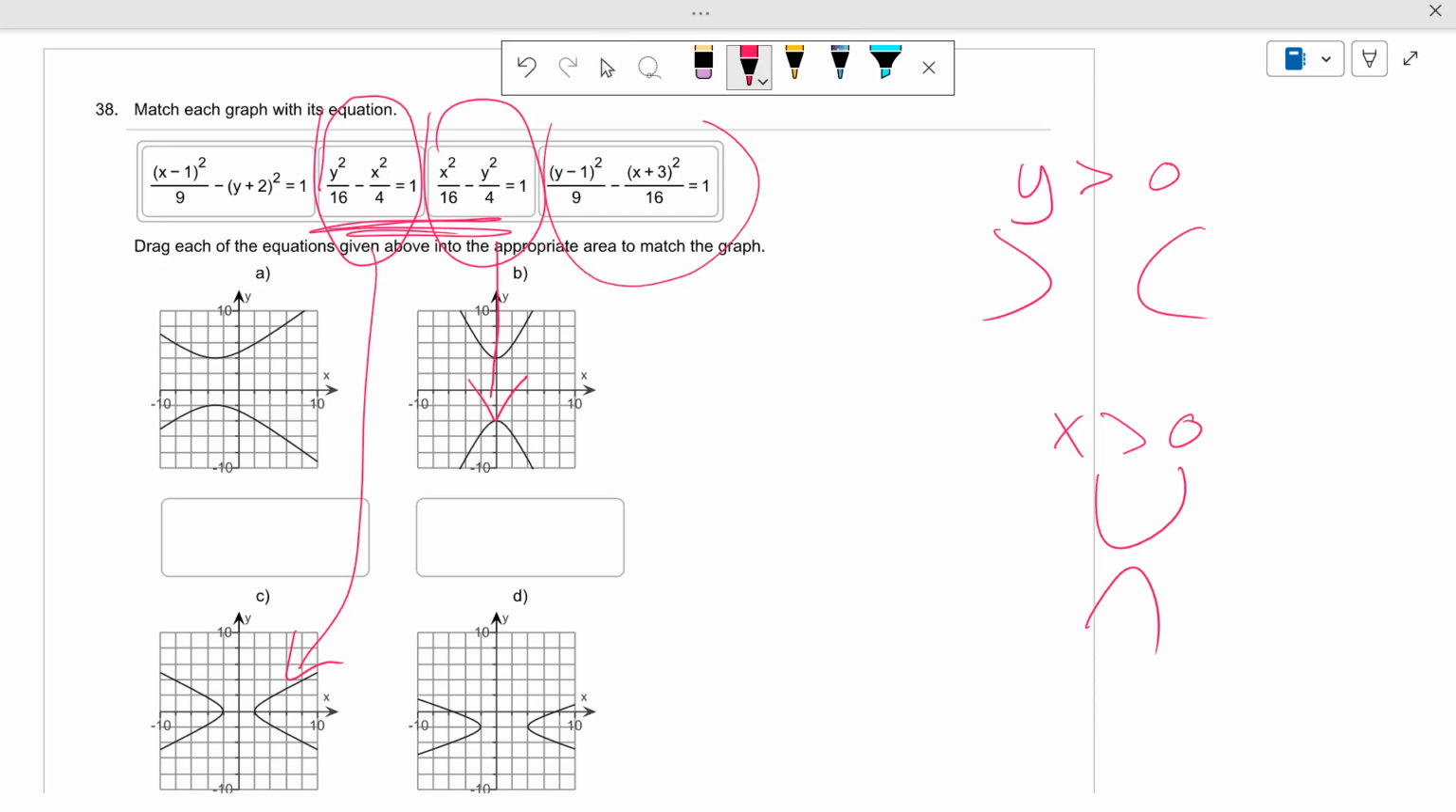This one has a center of 1, -3, and it's a left-right because y is positive. Oh, it's -3, 1, left, right. Did I do this wrong? I did this wrong, didn't I? I did this backwards. Mr. Bierschbach.